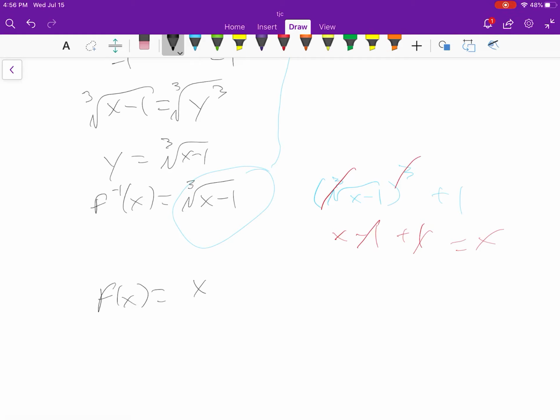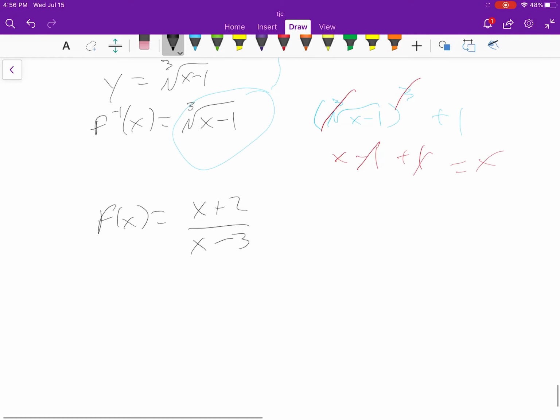Last but not least, let's look at a rational. So now we switch them. So you're going to have x equals y plus 2 over y minus 3. Now you're going to have to solve for y. Okay.